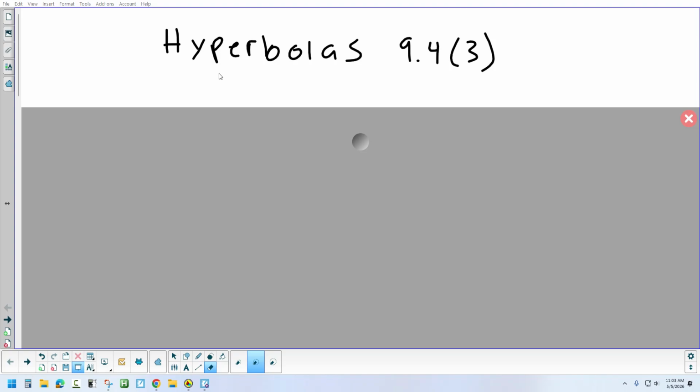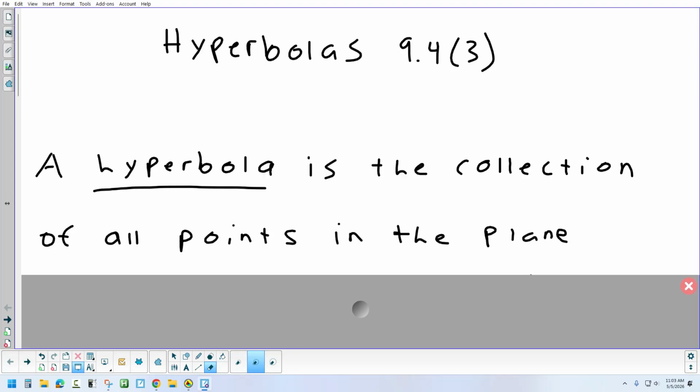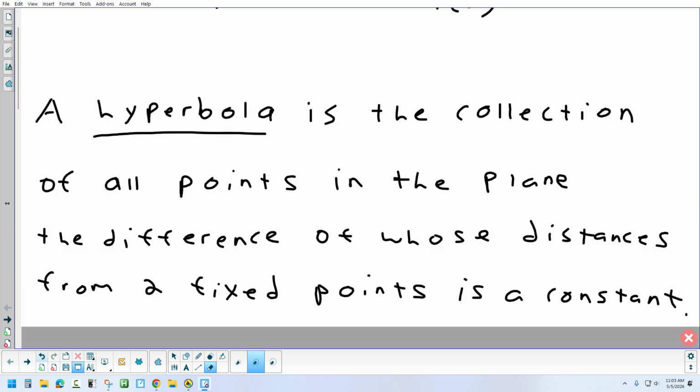Okay, so we're going to look at our last conic section, which is the hyperbola. And you're going to see a lot of things that are very similar between ellipses and hyperbolas, starting with the definition of a hyperbola. When we talked about an ellipse, it was defined as a collection of points in the plane such that if you measure the distance to two fixed points from the edge of the ellipse and add the distances, it comes out to a constant. Well, with a hyperbola, we're going to measure the distance from a point on the hyperbola to two fixed points, and we're going to subtract the distances, and it will be a constant.